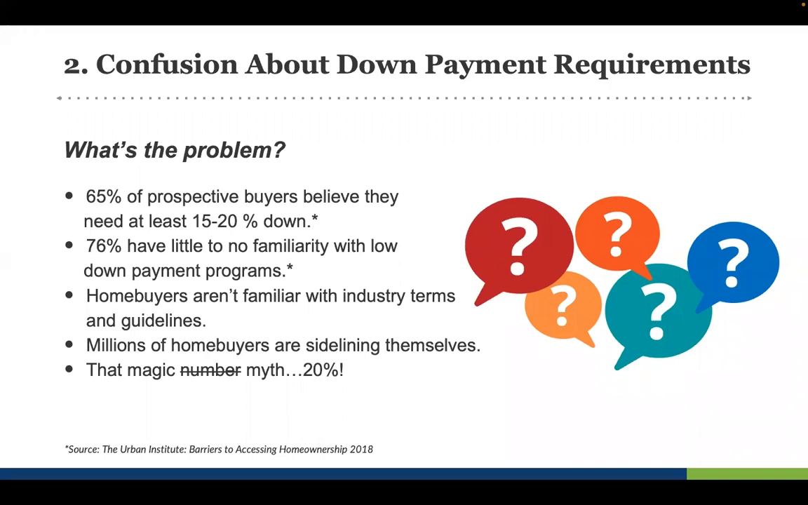Everybody on this call knows that you can get an FHA loan for 3.5% down. There are conventional options for 3% down, 5% down. There's VA, there's USDA, right? We all know that. That's not the issue.